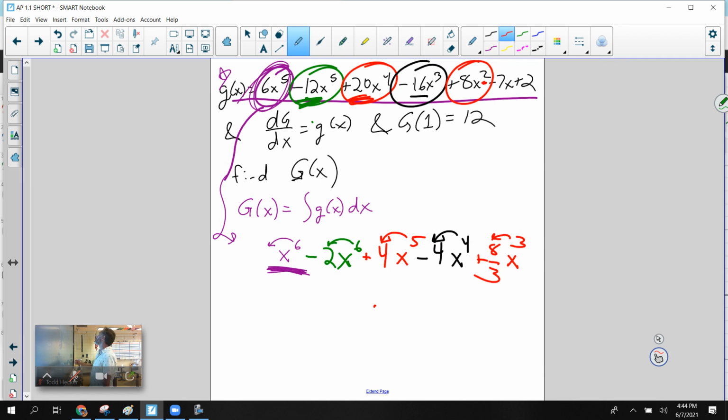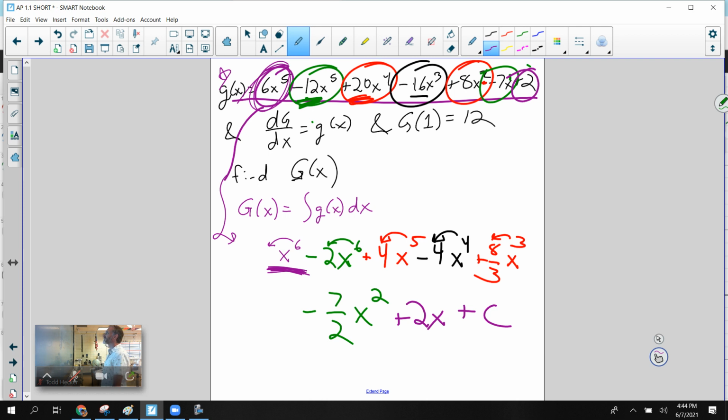And I'm running out of room, so I'm going to go down a line. So we got minus 7x. So minus, that's 7x to the 1st. So it's got to be x squared, right? Because then when I decrease it, it'll give me the 1. So 2 times what is 7? 7 halves. And then the derivative, so it's got to be just 2x, right? Plus c.